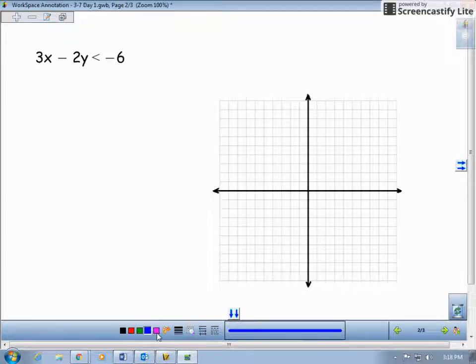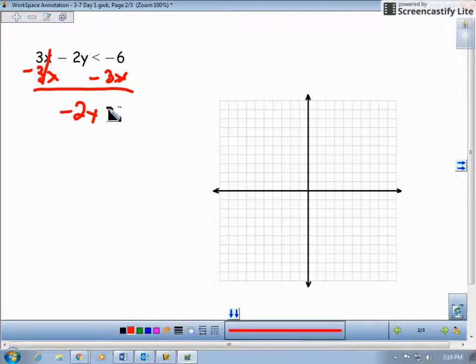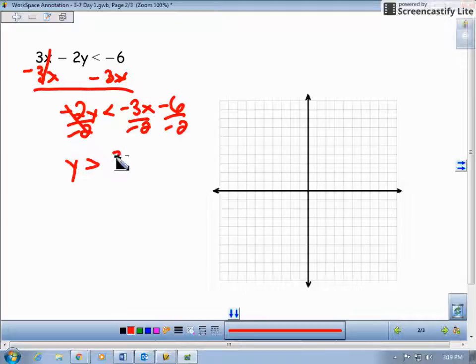Okay, let's do another one. This one, guys, we got to solve for y first here. So we're going to subtract 3x. We always want to solve for y when we're graphing. So I get negative 2y less than negative 3x minus 6. I'm going to divide everything by negative 2 to solve for y here. And I get y is greater than 3 halves x plus 3. If you notice, I divided by a negative, so I've got to make sure I switch my sign. So that is my new equation.